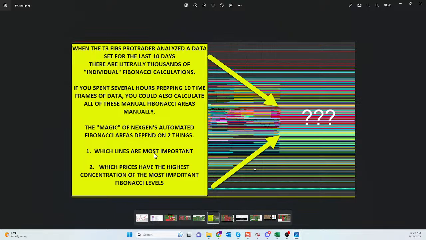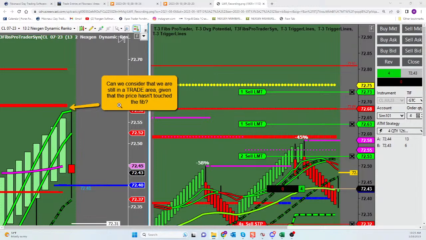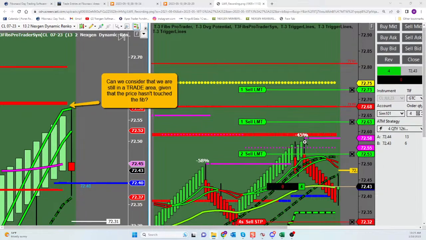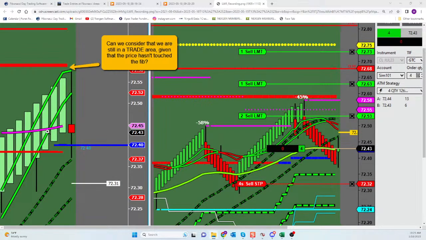It's sorting out which lines are the most important, which prices have the highest concentration, the most important Fibonacci levels. And guys, it does all of these lines. And from all of these lines come these really pretty red and blue lines, right? So this line, Jose, is a multitude of different areas coming together, creating this area. If I'm going to take a trade from 1 tick away, I better be coming from a good bottom. I better have a strong top. I better have odds favorable.